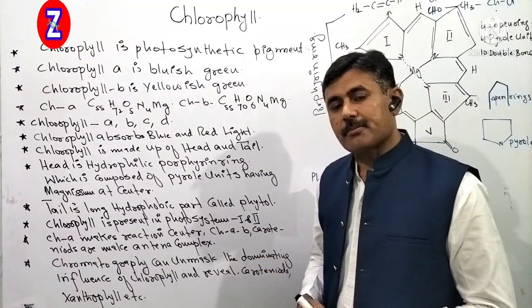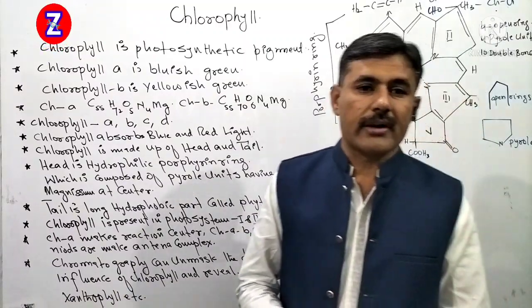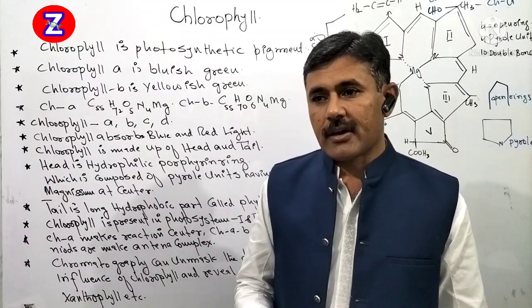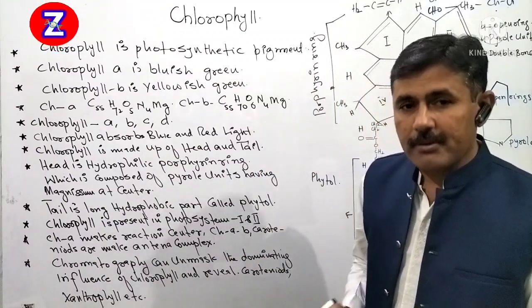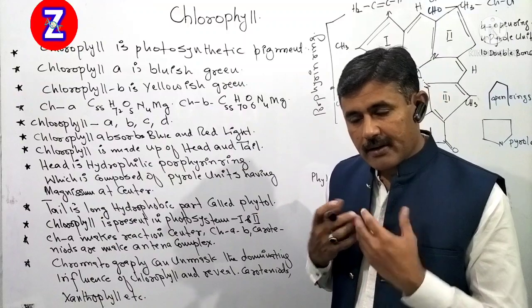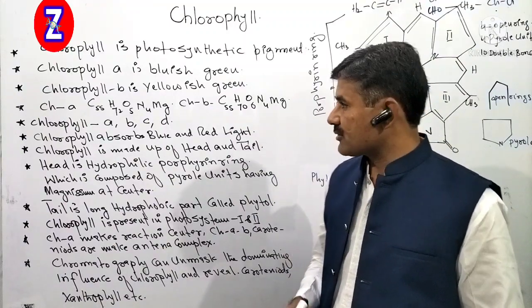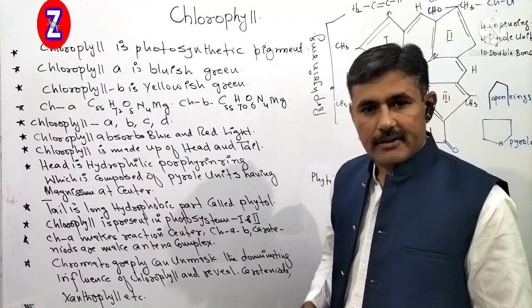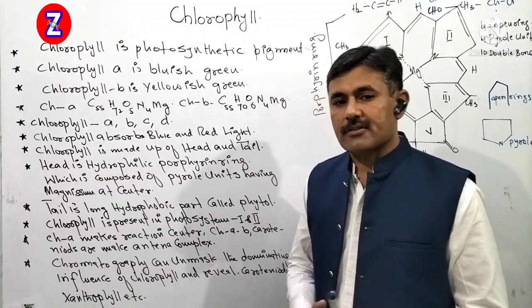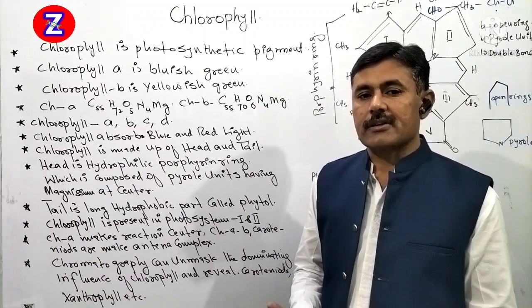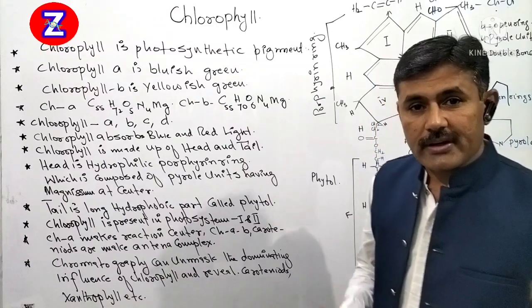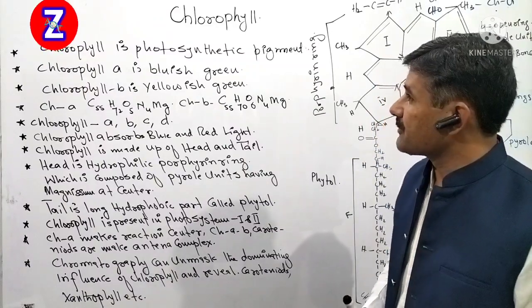Different kinds of pigments are present in a photosynthetic organelle called the chloroplast, and these pigments absorb light. That absorption of light results in the excitation of chlorophyll, which results in the synthesis of ATP and, resultantly, the conversion of solar energy into chemical energy.